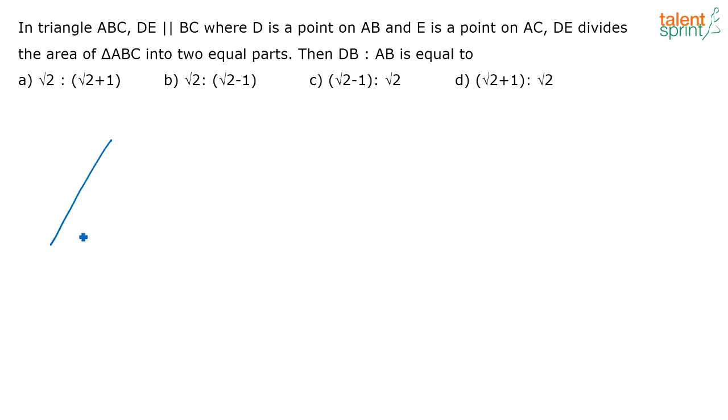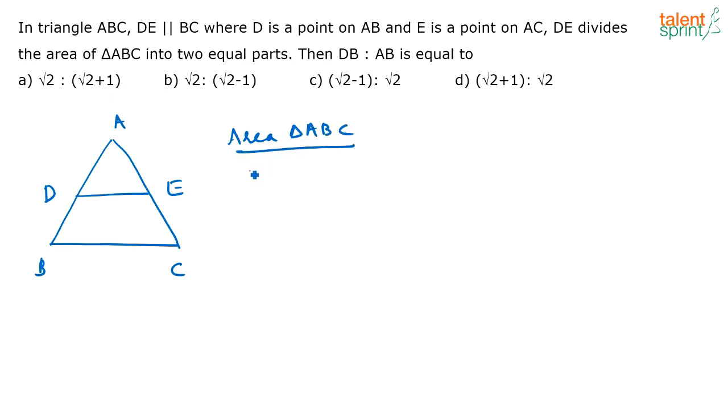So anyway, let me just draw what information is given in the question. DE is parallel to BC, where D is a point on AB and E is a point on AC, and DE divides the area of the triangle ABC into two equal parts. So what does that mean? It means that area of triangle ABC divided by area of triangle ADE is equal to 2 by 1.